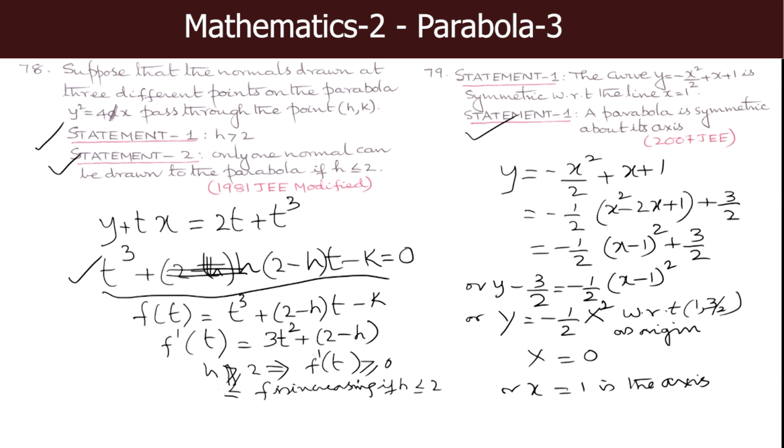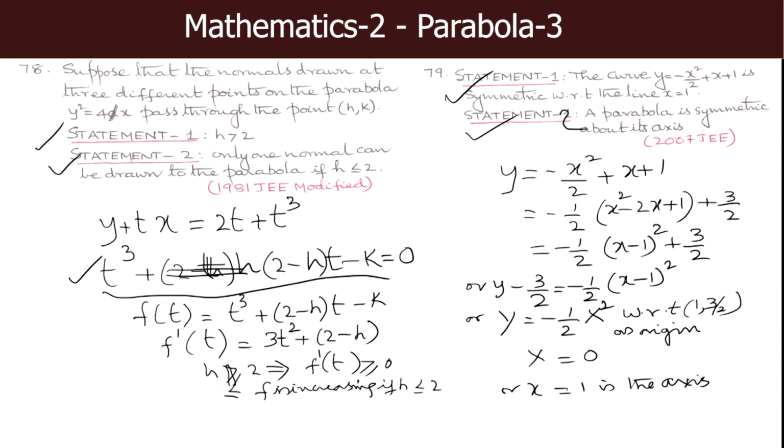Because a parabola is symmetric about its axis, this is symmetric about the line. So both statements are correct, and statement 2 is a correct explanation for statement 1. So that's all the discussion on parabola. We close this discussion, and that's the end of the discussion of parabola and also of the EAPCET syllabus.